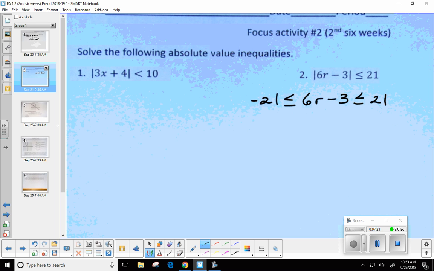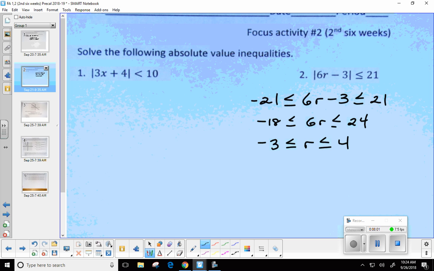And again, we just go ahead and solve it like we did the previous one. We could break it apart, or we could keep it together. So what's first? Add 3, so -21 plus 3. So -18 would be less than or equal to 6r, which is less than or equal to 21 plus 3, 24. And now we'll divide through. -3 is less than or equal to r, which is less than or equal to 4. We just divided through by 6. Okay, so there we go.